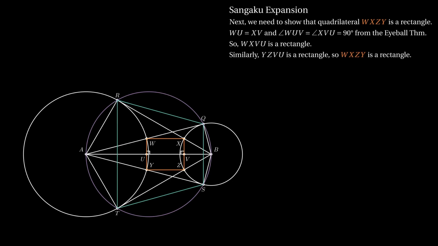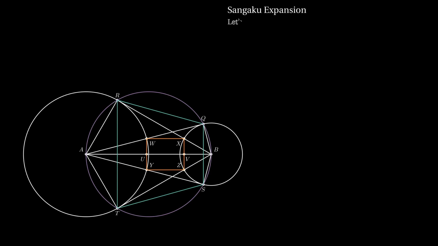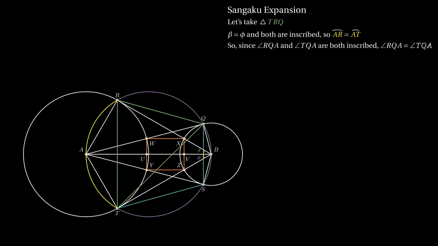Now let's take the triangle TRQ. This is one of our triangles we need to find the incenters of. So we know from earlier in the eyeball theorem that beta equals phi, and both are inscribed, so the arcs AR and AT are equivalent. So since RQA and TQA are both inscribed, angle RQA must equal TQA. So AQ must be an angle bisector of angle RQT.